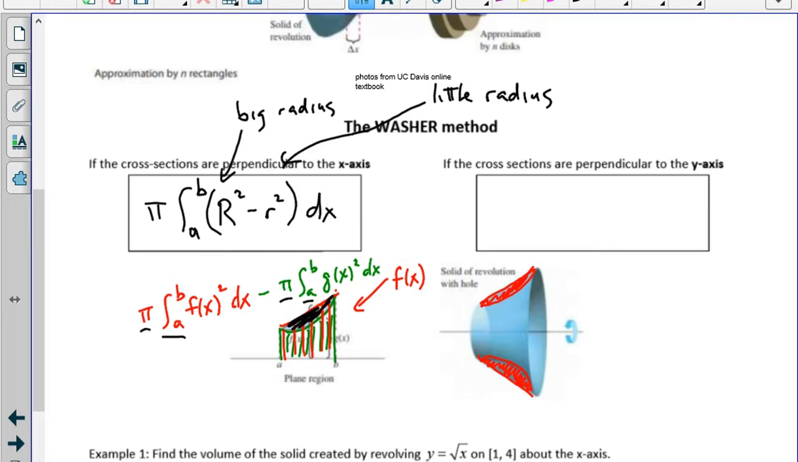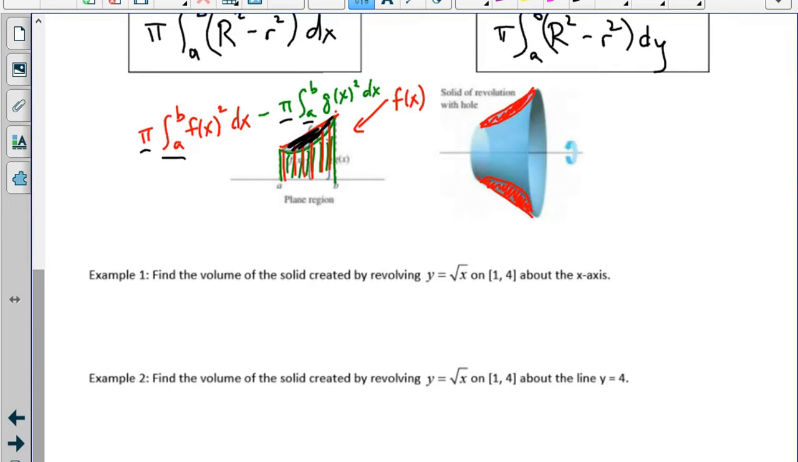If things are perpendicular to the y-axis or some x equals line, it would be pi times the integral from a to b of big R squared minus little r squared, the quantity dy. All right, now that we did all that, now it's time to do some examples. Find the volume of the solid created by revolving y equals square root of x on the interval from 1 to 4 about the x-axis.